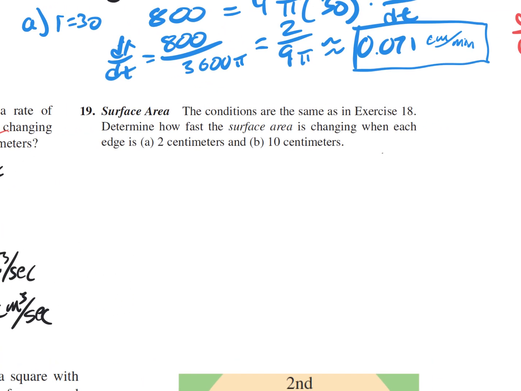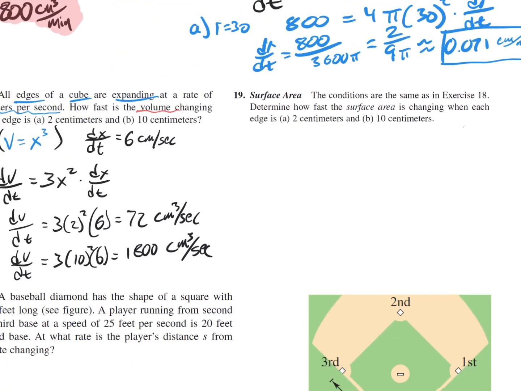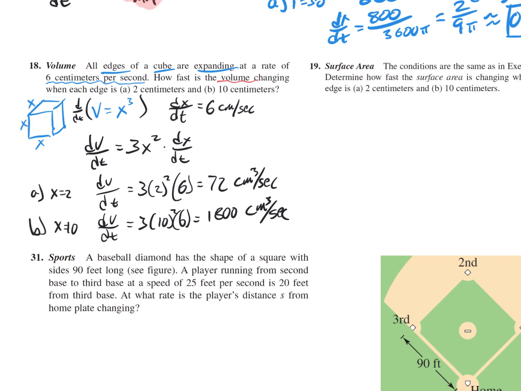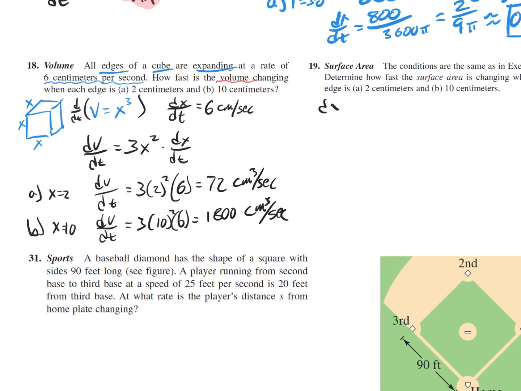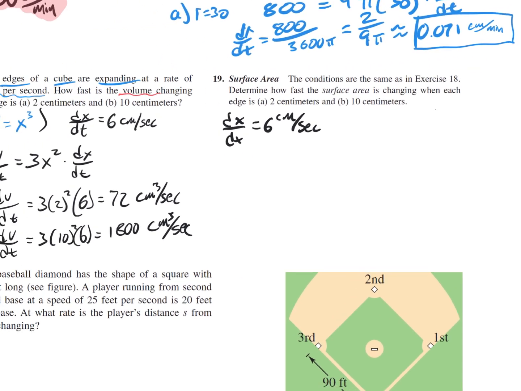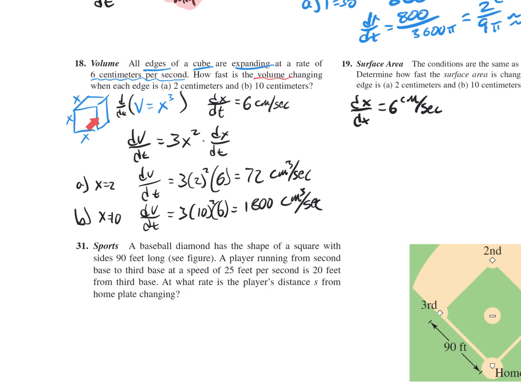All right, surface area here. So we have the conditions are the same as exercise 18. So we're talking about the cube. Okay, we still have the cube. We still know the dx/dt is 6 centimeters per second still. All right, but now we're talking surface area. So if we take the same cube, we want to find the surface area.